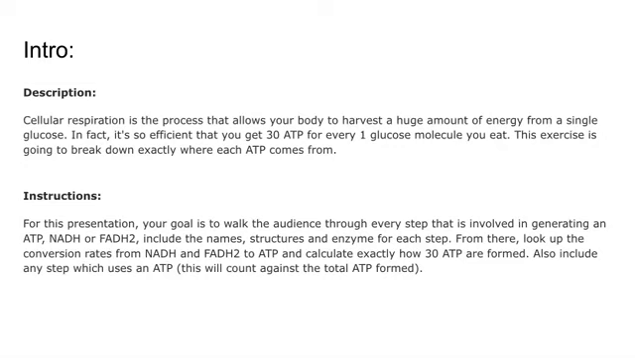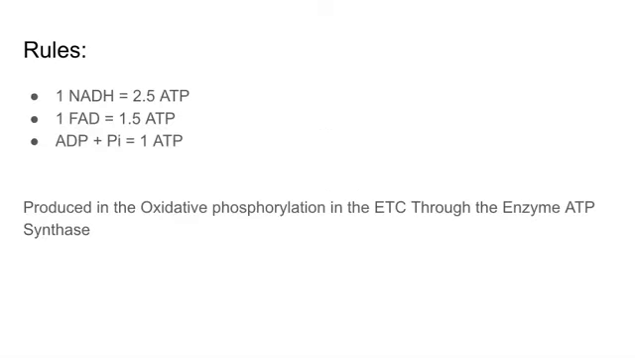Then we're going to go through the name structures and enzymes that are involved in each of these steps. From there, we're going to convert the rates of NADH, FADH2 in order to form ATP, and we're going to calculate exactly how we're going to form that 30 ATP in this process. And then also we're going to touch base on what steps are going to be used for an ATP that's going to count against our total formation.